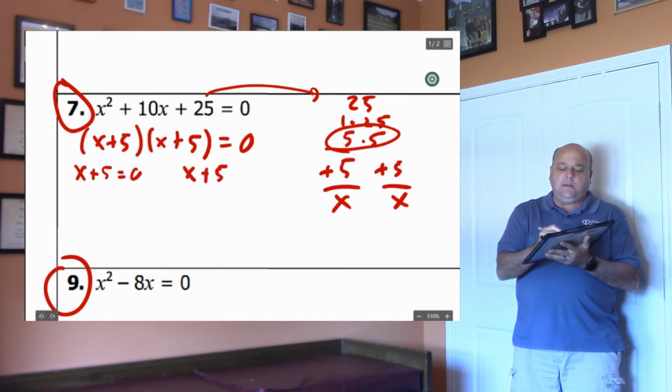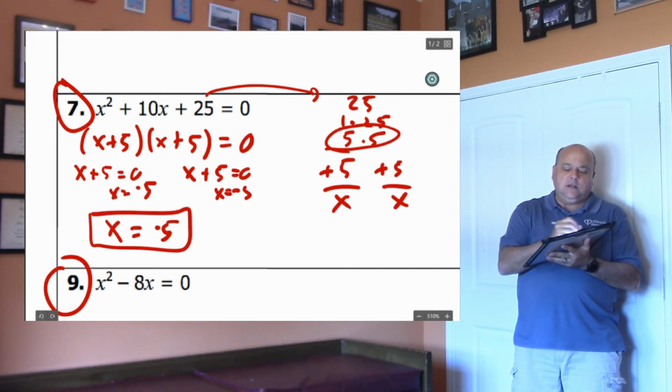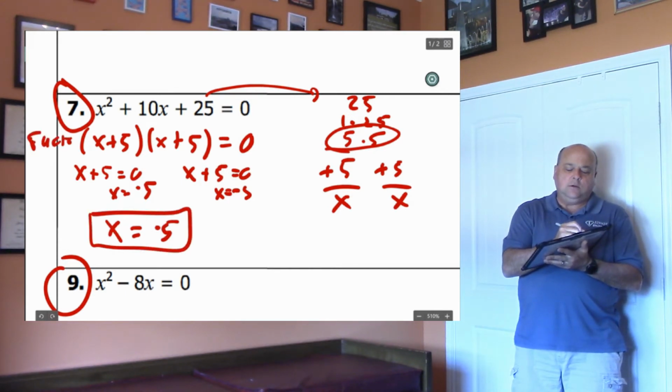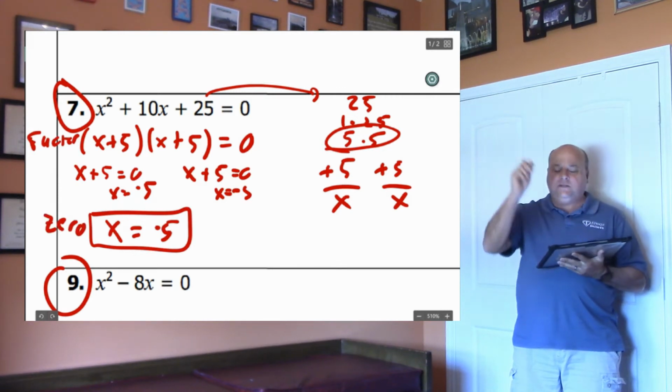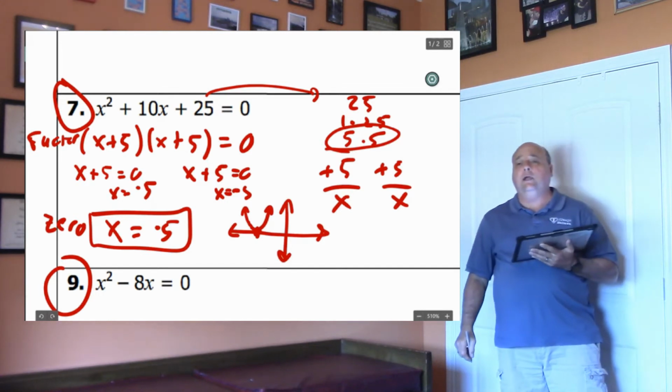And notice they're going to be the same, aren't they? So x is equal to negative 5 and x is equal to negative 5. So my 0 is just x equals negative 5, okay? So these are my factors. This is my 0. Notice it only has one 0, and the graph would look like this. At the negative 5, the parabola would cross the x-axis, okay?